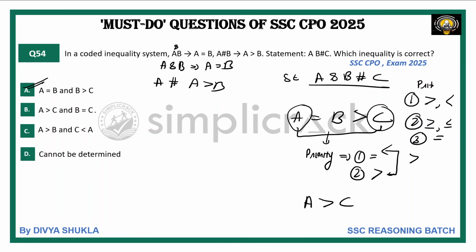Second one, B is not equal to C. B is greater than C, it is invalid. A is greater than B, no. A is equal to C, cannot be determined, no. You can determine using option A. Let's see question number 55.